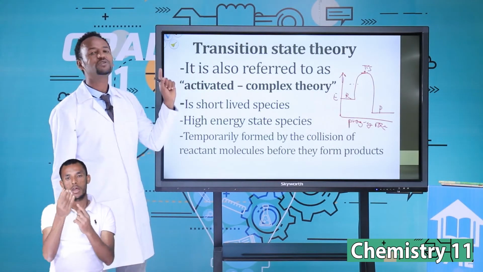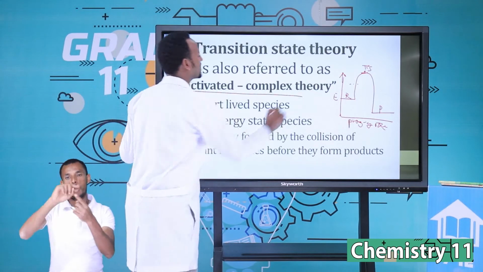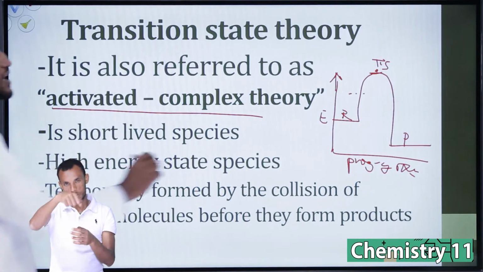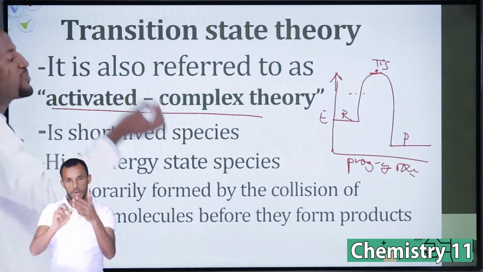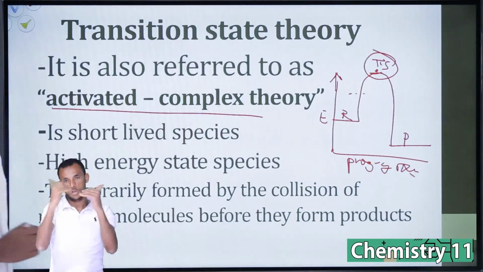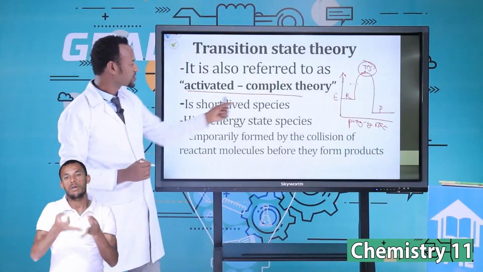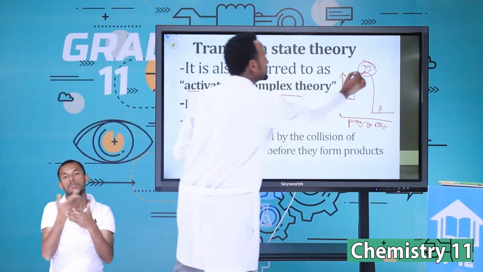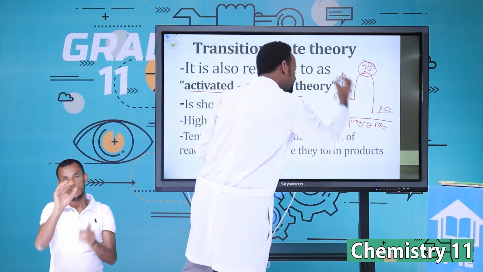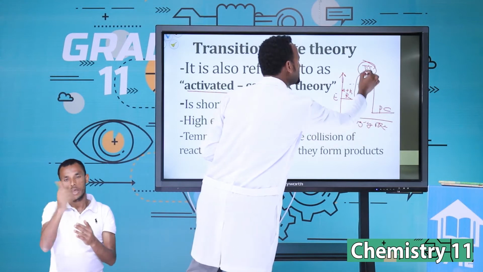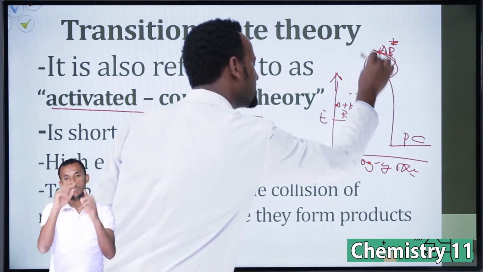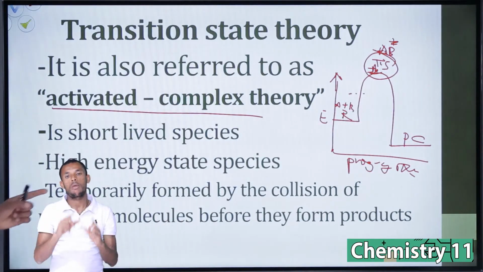Transition state theory is also referred to as activated complex theory. The transition state is a short-lived species. A reactant gives a product, but before the product can be formed, a transition state is formed at the intermediate position. Let's take the reactants A plus B, which give C. Before the production of C, A and B come together in the transition state, which is a short-lived species.